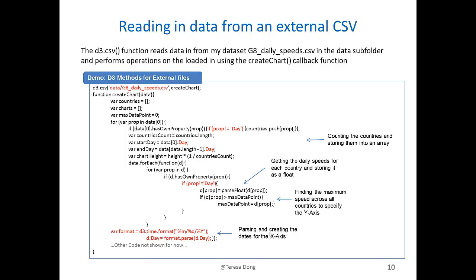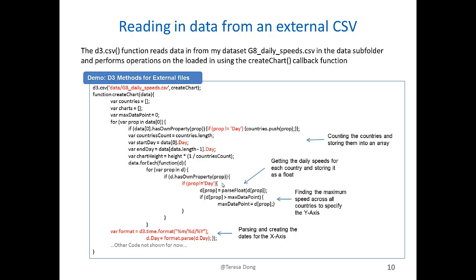Because our dataset is in the CSV format, we will use the helper method d3.csv to load in the DOM. D3 has many helper methods for dealing with multiple file formats. Once the data is loaded into the DOM, we can call the callback function to process the loaded data. Here, our dataset is g8_daily_speeds.csv, and our callback method is createChart. The code for createChart is shown below.